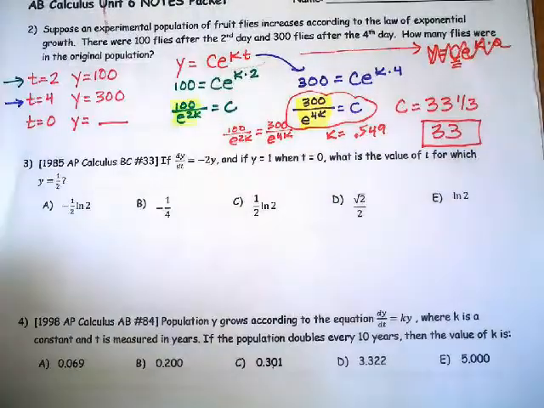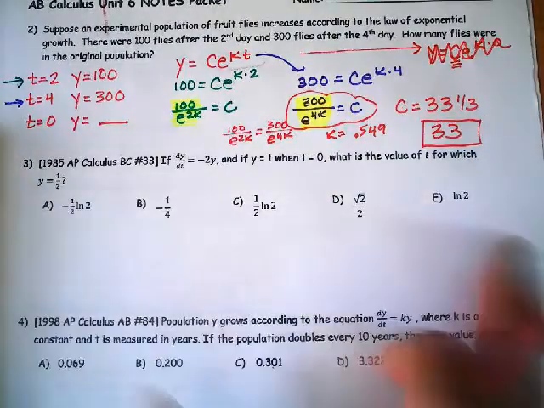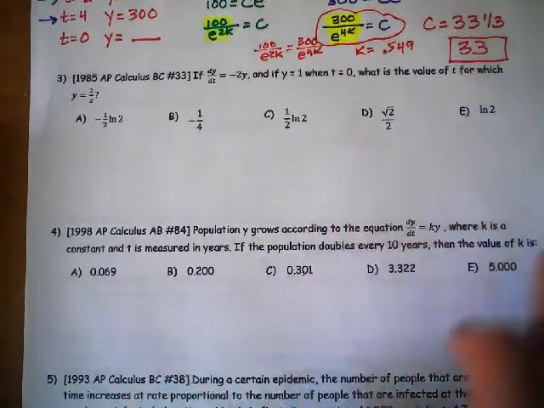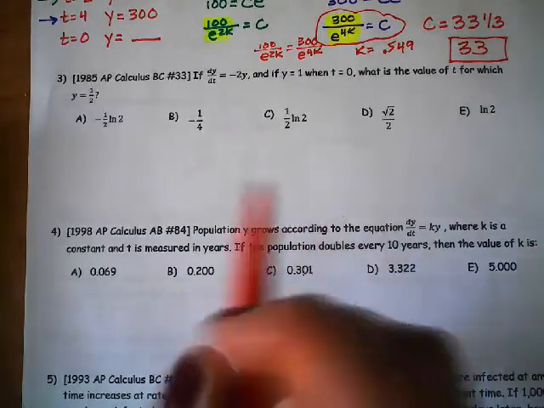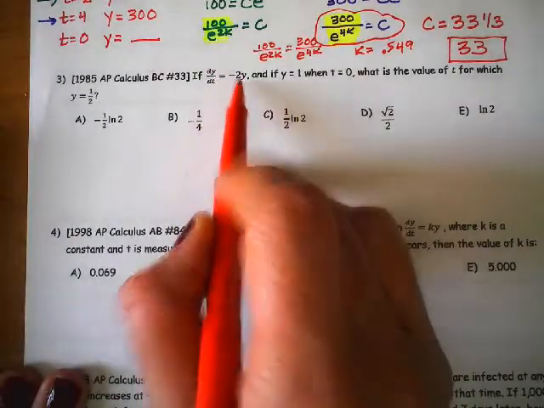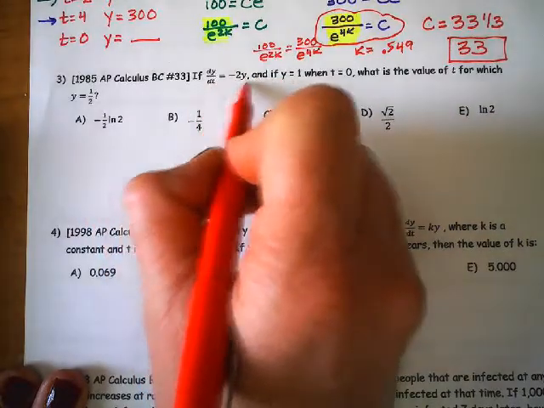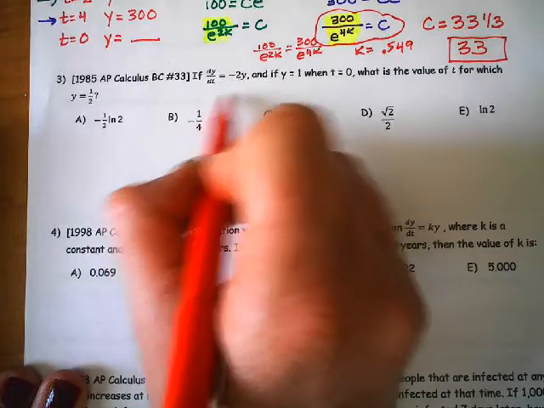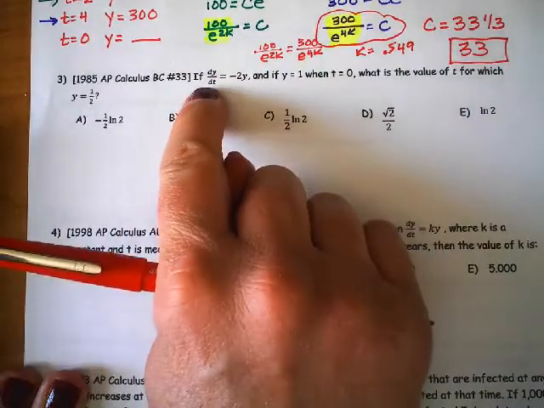All right, let's try number 3. Number 3 was way back from 1985. It was a BC question, but it is totally something that I think that we can do. And it says dy/dt equals -2y. That right there looks like an exponential growth or decay. Right there, that's a differential equation.